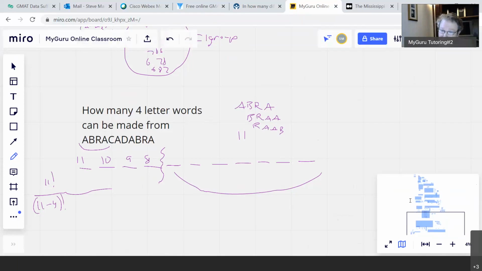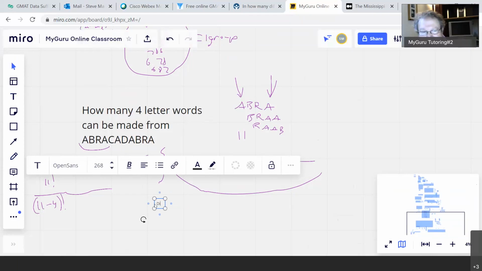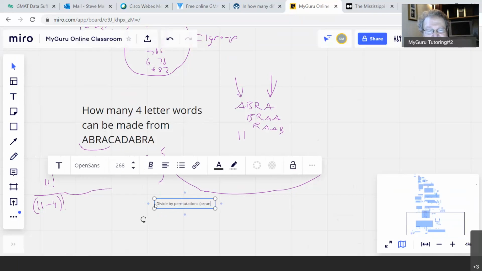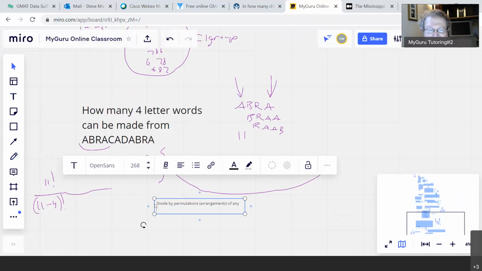Okay, so what's going on here is we've got some redundancies, right? Because even though ABRA can be arranged in lots of different ways, we don't want to double count all the ways in which the A's can be arranged, right? We've got duplicate letters. So you want to divide by the duplicates, by all permutations of the duplicates. That will get rid of the redundancies of any repeated letters.